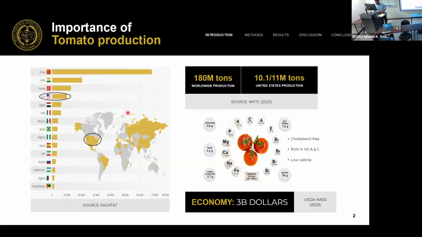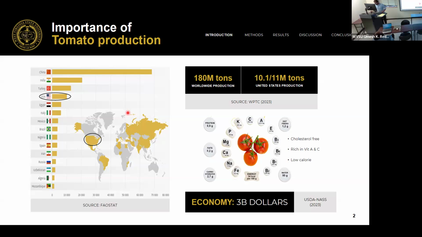So basically, tomato is one of the majorly growing vegetables across the globe with production exceeding 180 million tons worldwide. And in the US economy alone, it contributes nearly about $3 billion. Apart from the economic perspective, it is also rich in certain vitamins such as vitamin A and C and certain micronutrients.